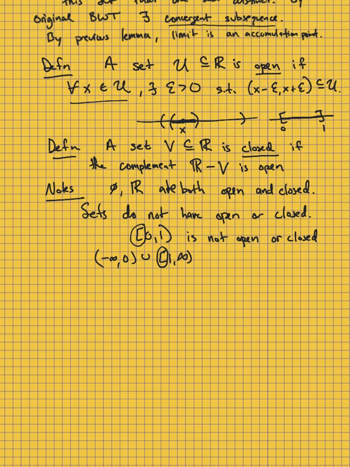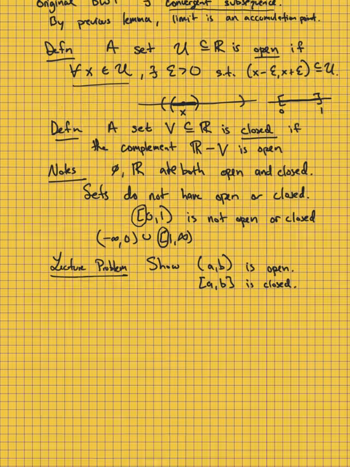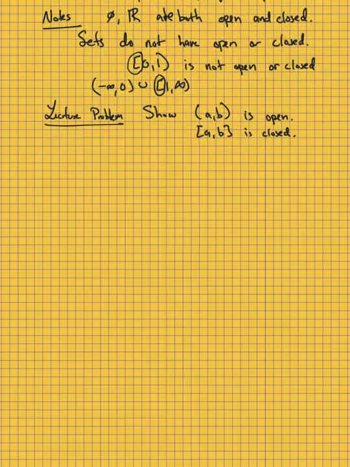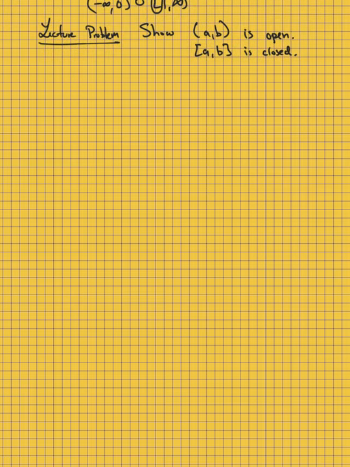All right. So I think this will be a lecture problem, that you should show the open interval (a, b) is open with this definition, and the closed interval [a, b] is closed. All right. So I'll give a couple properties of these. I won't prove any of them. They follow basically immediately from the definition, but they give you an idea of what you should expect these open sets to be.